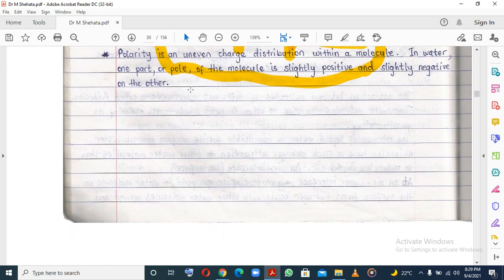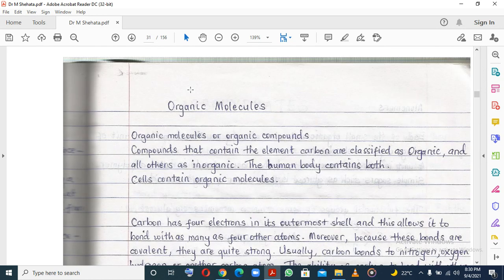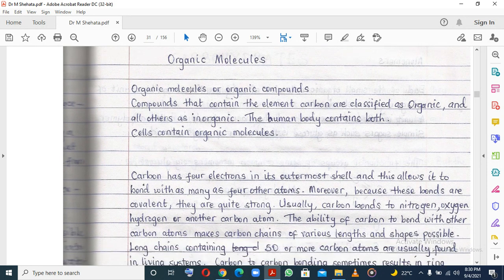So of course we've already talked about polarity, which is an uneven charge distribution within a molecule. In water we've talked about it, where the oxygen part is slightly negative and the hydrogen parts are slightly positive. So tomorrow we start talking about these organic molecules. So we talk about carbohydrates, lipids, proteins, enzymes. So that's where we go to. So otherwise, that's pretty much about it. Are there any questions?